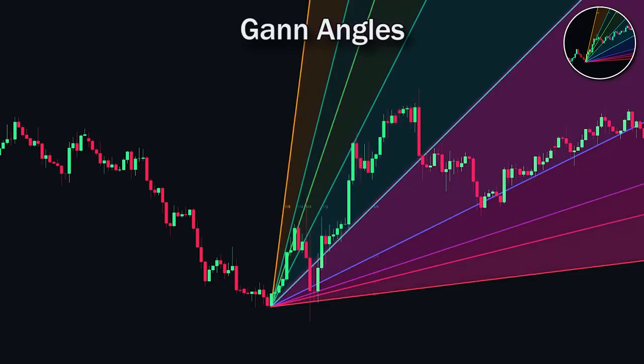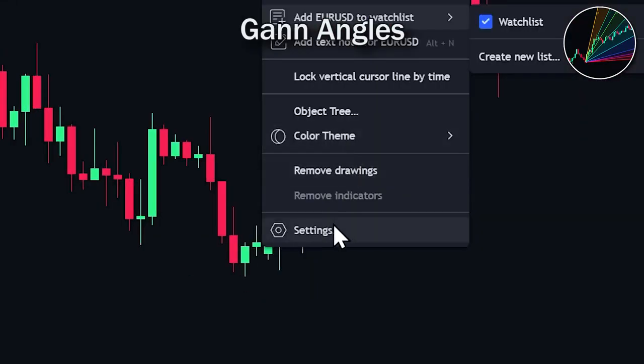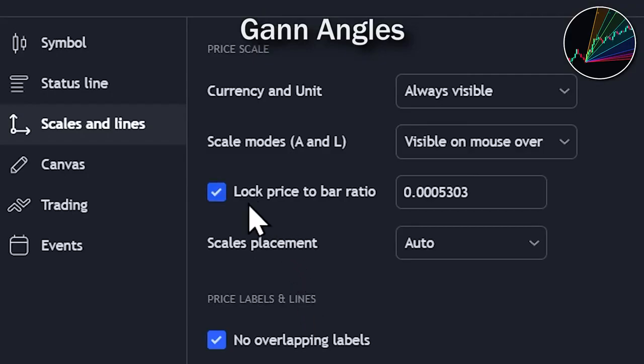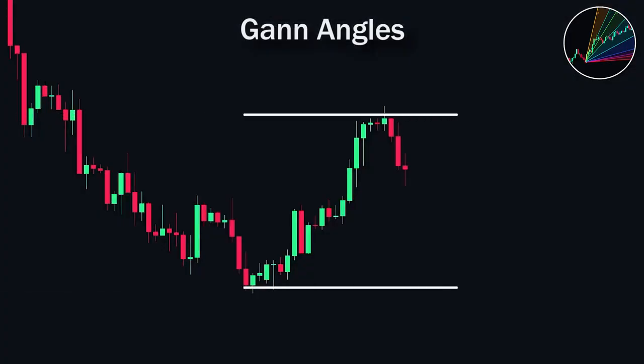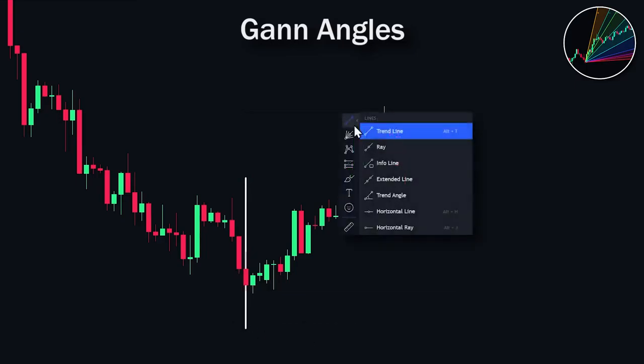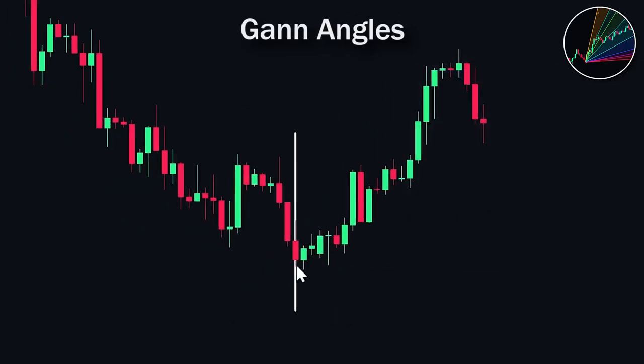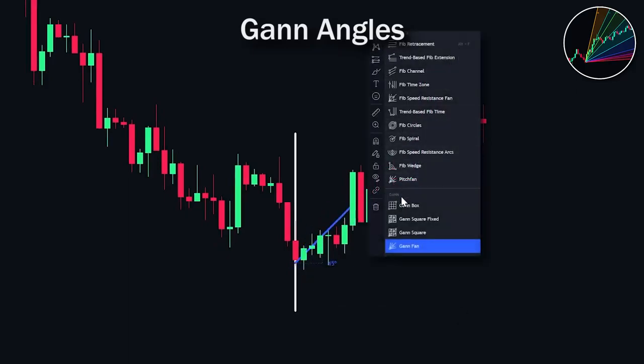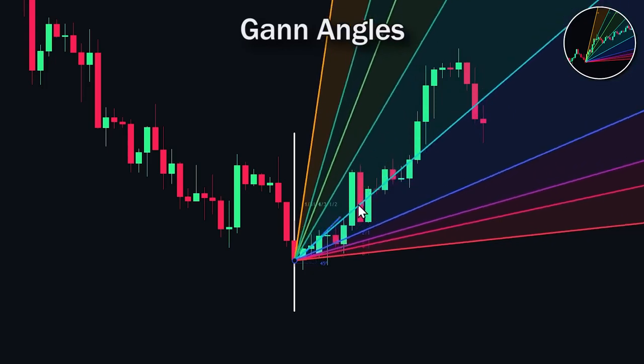To apply the Gann angles, first you go to Settings, then make sure to check the lock price to bar ratio. Next, identify a market range and mark the swing low and the swing highs of that range. Then, draw a straight vertical line at the start of the range. After that, select the trend angle tool and measure 45 degrees. Then, use the Gann fan tool and place it at the 45-degree angle.